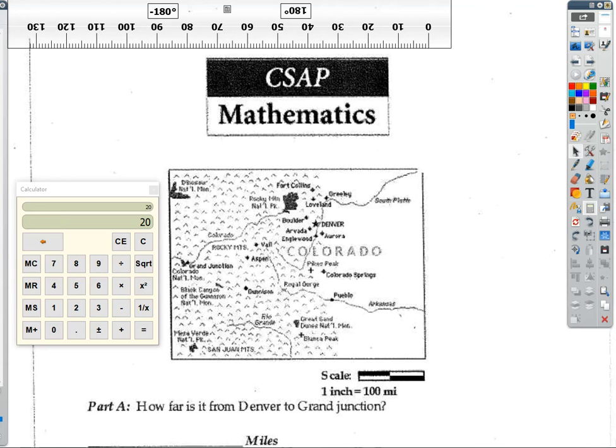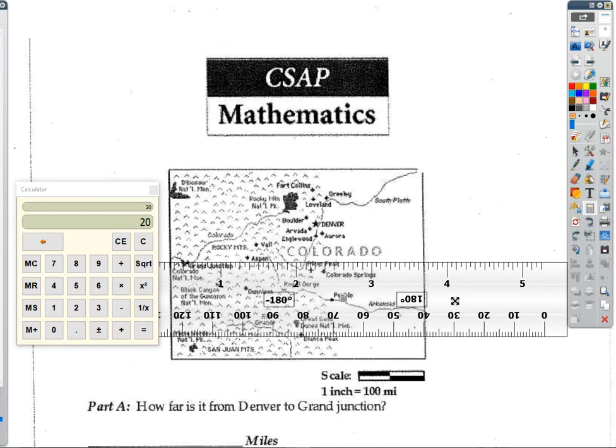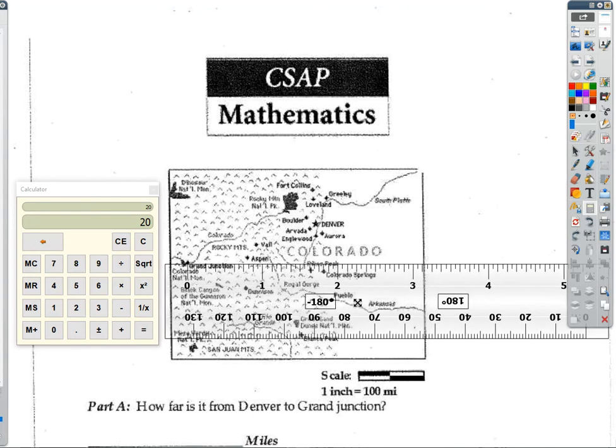So we're taking a little tour through Colorado. We're going from Denver to one of my favorite places, Grand Junction. Who doesn't love going to Grand Junction? And so we have this map, and we need to figure out how far it is from Grand Junction to Denver. So I'm going to take my ruler, because I have no other way of doing it, and I'm going to put my, oh, there's Grand Junction right there.